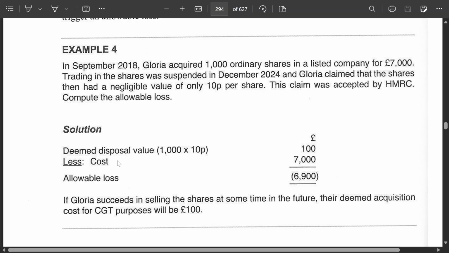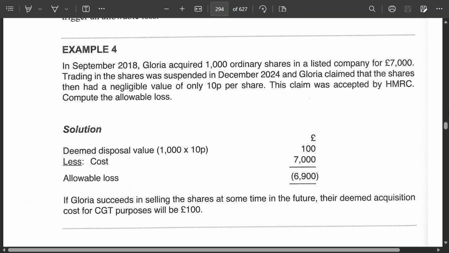And what is the cost? The cost is basically whatever you paid for it, which is 7,000. So you generate a loss of 6.9. But remember, you're not actually making a sale. You're just generating some kind of a deemed loss, which is allowed because there's no actual sale happening. There's no disposal actually happening here. So this is like a deemed disposal.